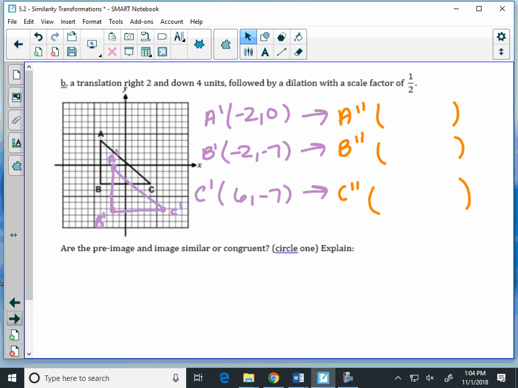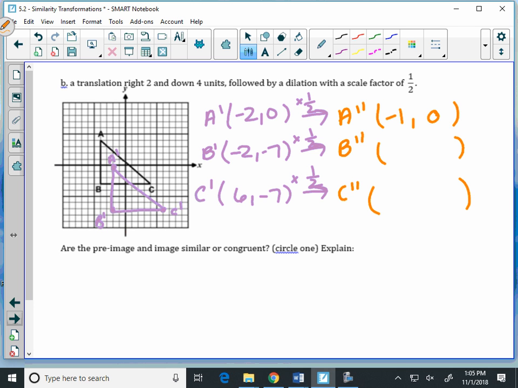And Sebastian, whenever we do a dilation, what do we do with those points in our scale factor? Good, we multiply. So we're multiplying all these points by 1/2. So we multiply A prime by 1/2. Naomi, what do we get? We multiply -2 times 1/2. That gives us what? Good. -1. And then what's 0 times 1/2? 0. Good.